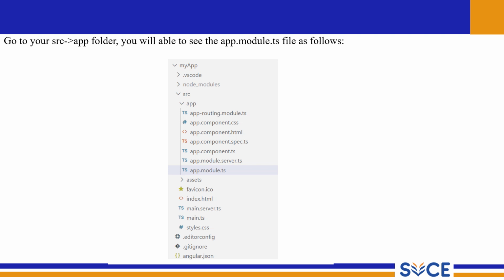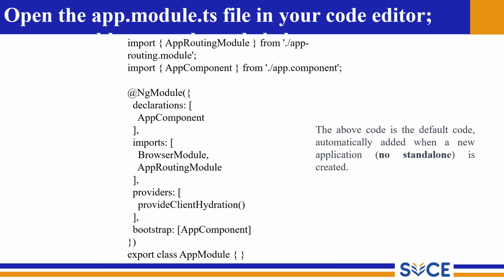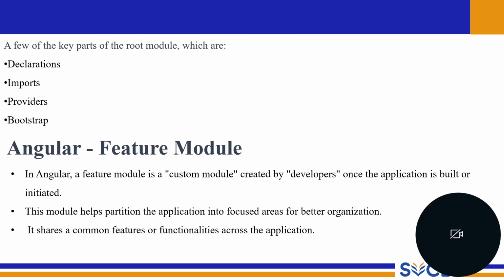Then you go to the src app folder. You will be able to see the app.module.ts file as follows. So this is the screenshot of app.module.ts, and then open the app.module.ts file in your code editor. It is automatically created. It is the default code.